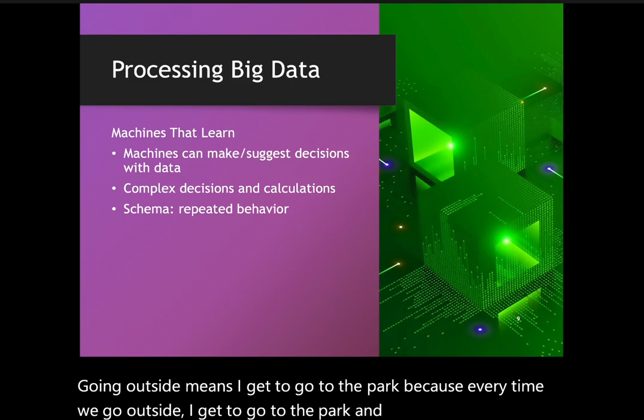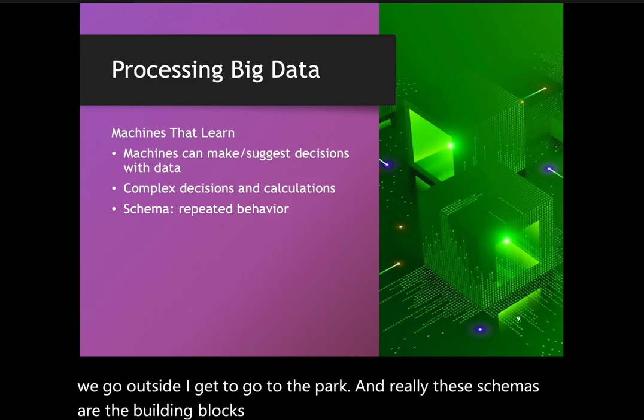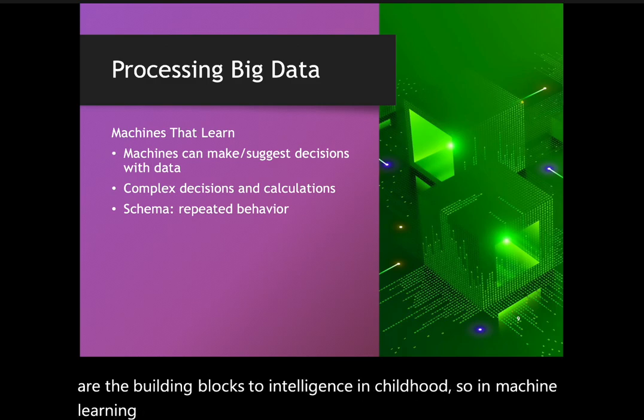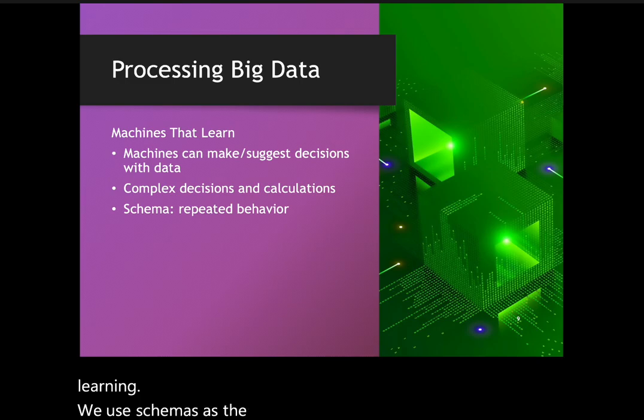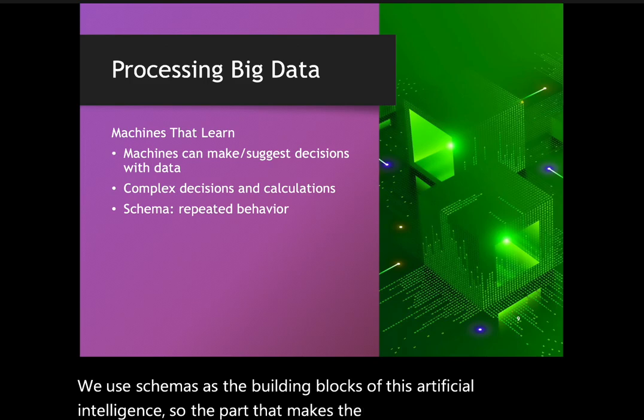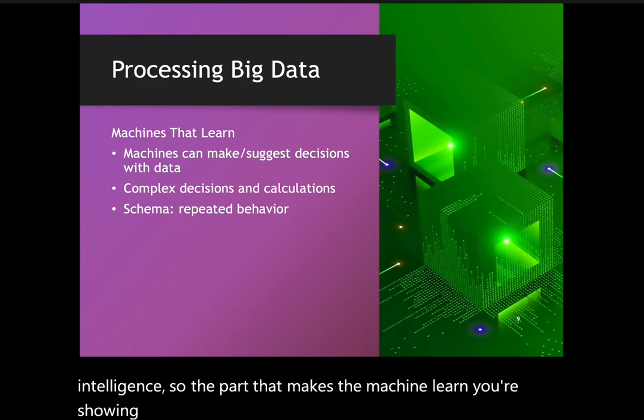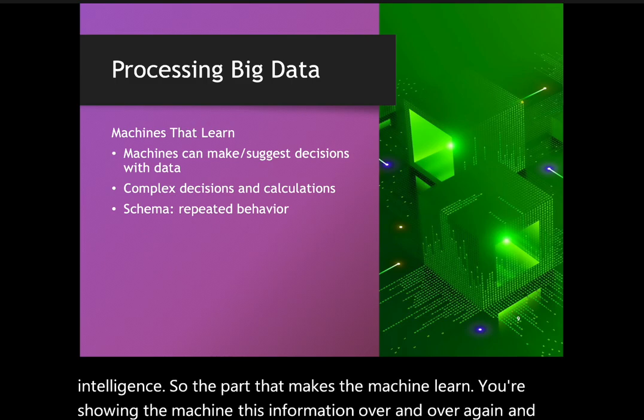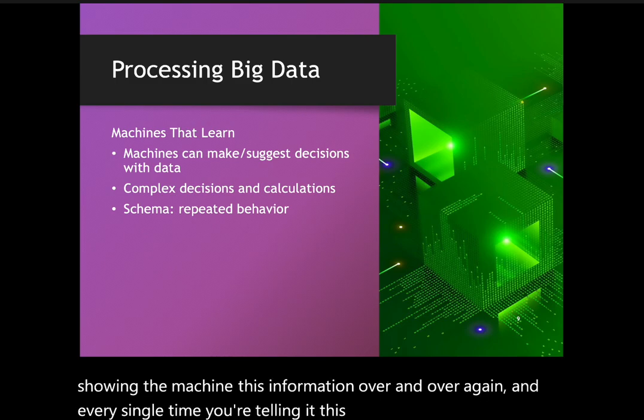And really, these schemas are the building blocks to intelligence in childhood. So in machine learning, we use schemas as the building blocks of this artificial intelligence. So the part that makes the machine learn: you're showing the machine this information over and over again, and every single time you're telling it, this is the outcome. This is what I want you to learn from this.